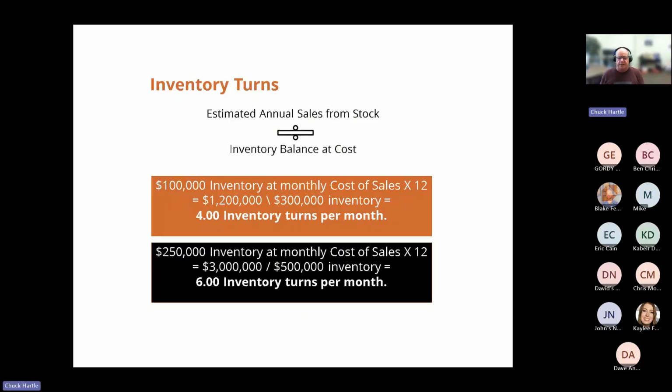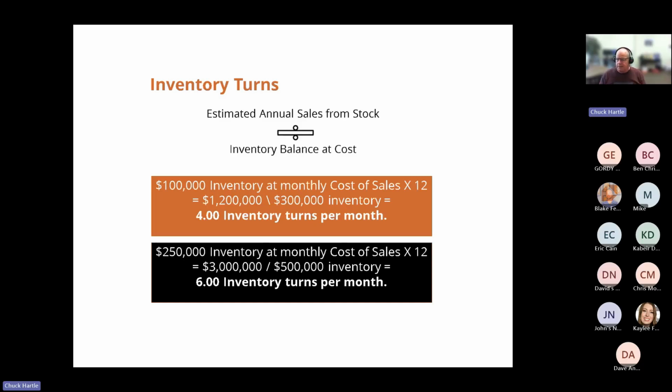You take your estimated annual sales from stock. Let's say you're selling $100,000 a month, you multiply it by 12, that's 1.2 million, and you've got a $300,000 inventory. You divide that out, and it works out to 4 inventory turns, and that's not per month, that's per year.